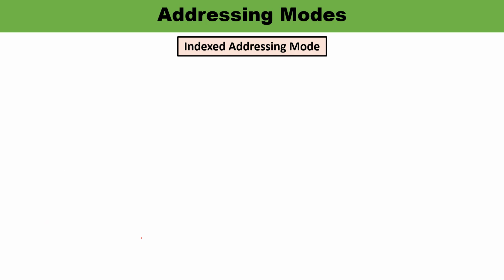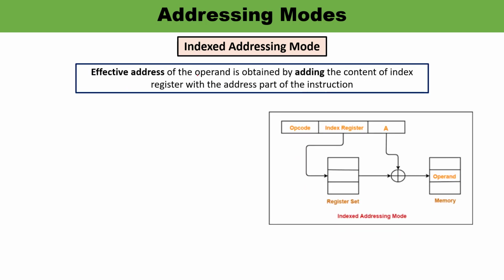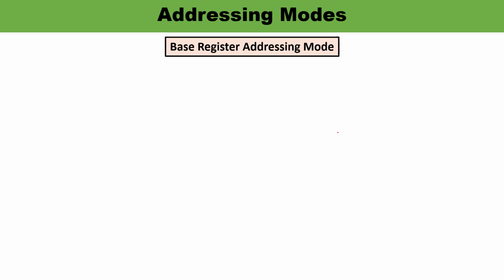Index addressing mode. Here also you can compute the effective address, but there is a little bit of variation. The effective address of the operand is obtained by adding the content of the index register with the address part of the instruction. So by adding these two values, you can compute the effective address. You must remember the various types of addressing modes, their meaning, and their function in detail.